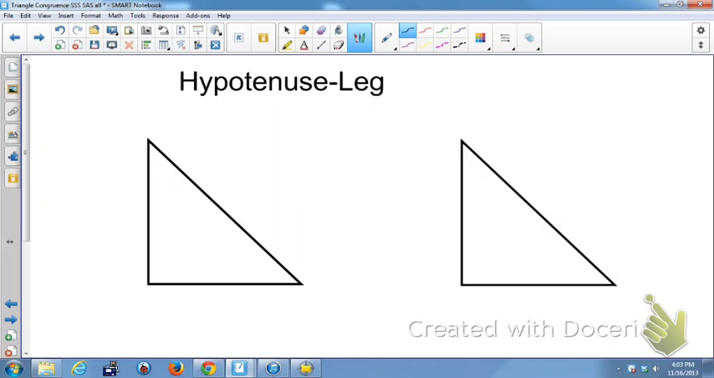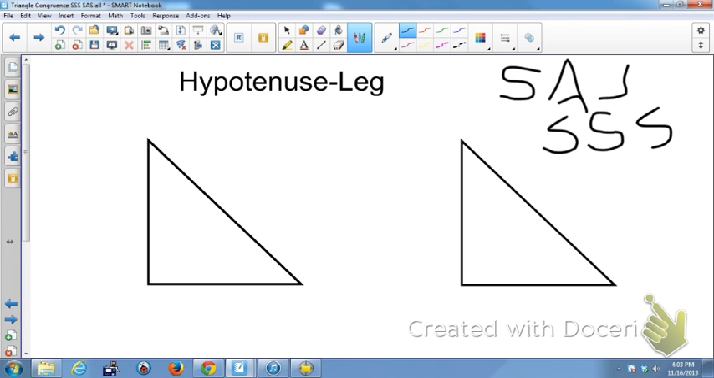We've been doing some triangle congruences. So far we have done the side angle side and side, side, side. Alright, so today we're going to learn the hypotenuse leg. Anytime you hear that word hypotenuse, you should think of a right triangle.